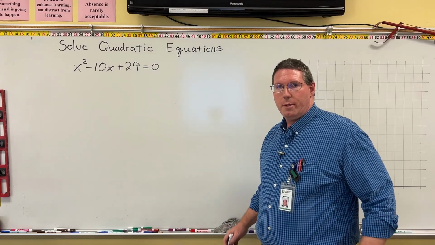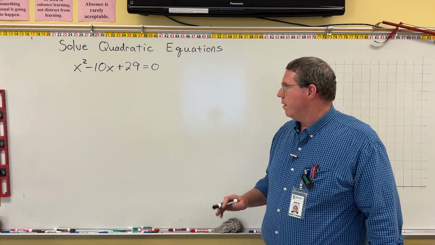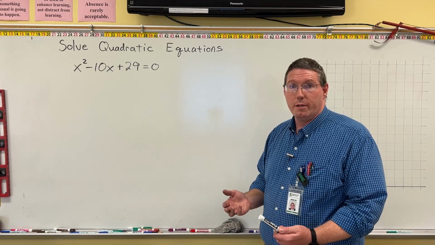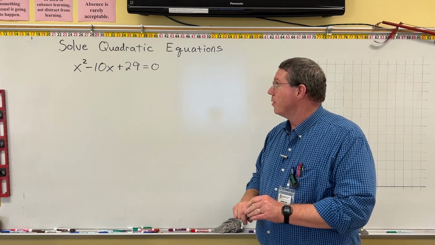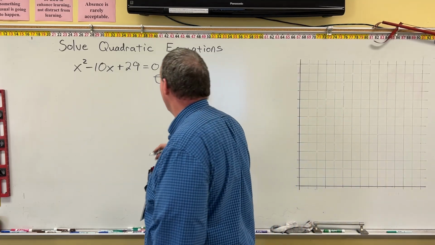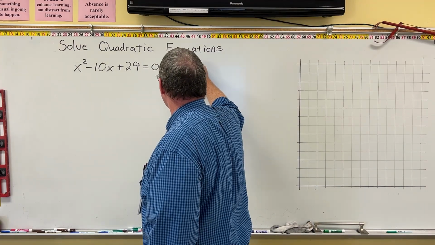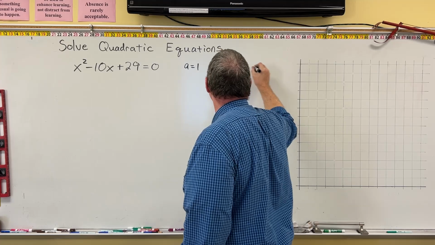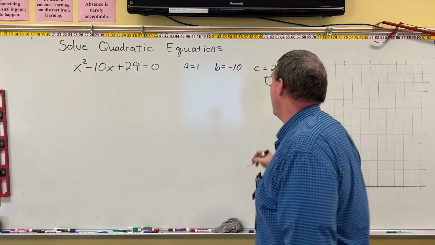So I thought what I would do in this example is I would do the same one that we just did in the last video where we did completing the square, only now I'm going to do the quadratic formula. Okay? But it's the same one. I'll get the same answers. A is equal to 1, B is equal to -10, and C is equal to 29.